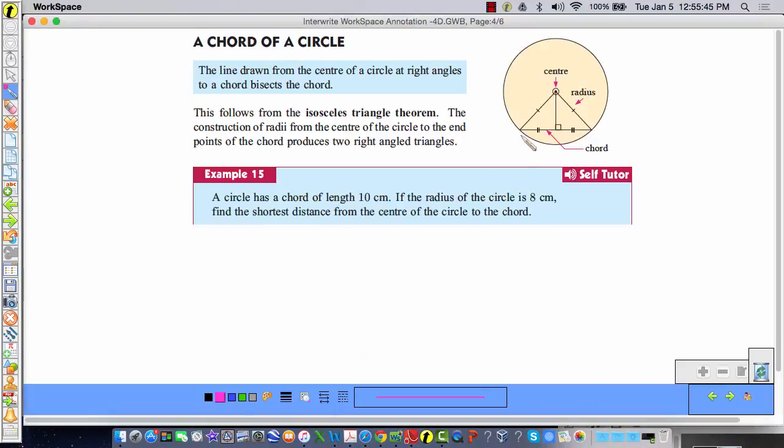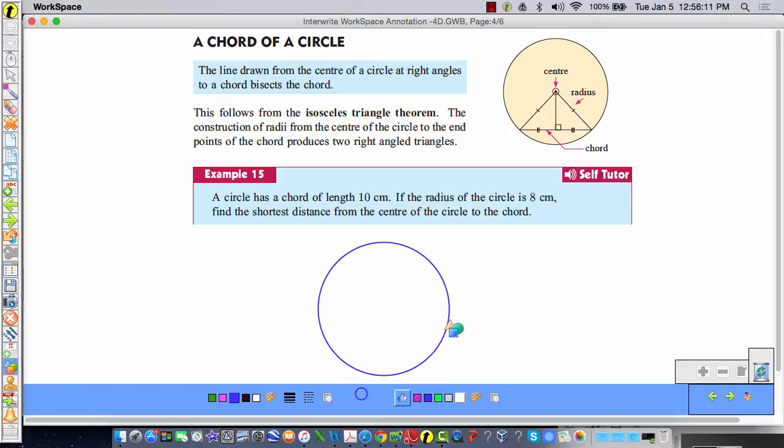Chord of a circle. Remember, a chord is a line segment whose endpoints lie on the circle. If I draw a radius perpendicular to a chord, it bisects the chord. Bisecting means it's going to divide it into two equal segments. And of course, if I draw radii to the endpoints of that chord, I've got myself an isosceles triangle. So let's see what we can do with that. These are fairly straightforward. We're just laying the groundwork here.